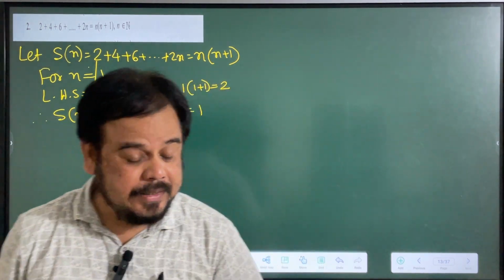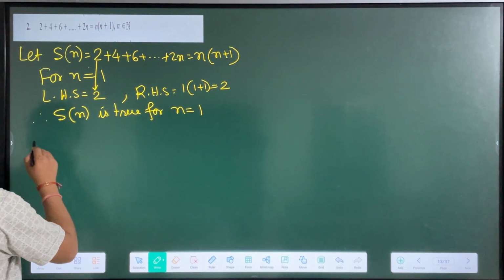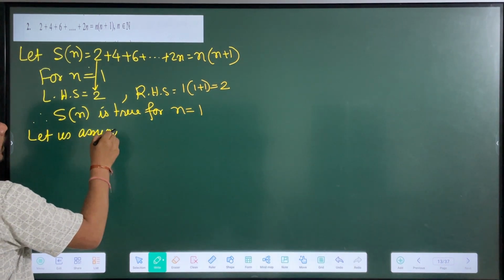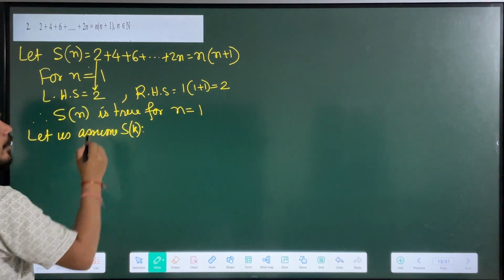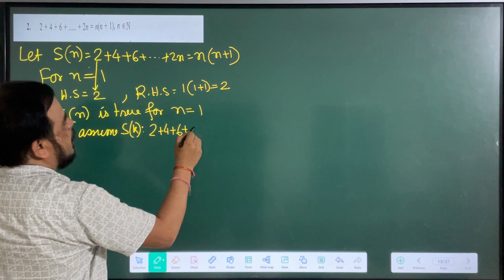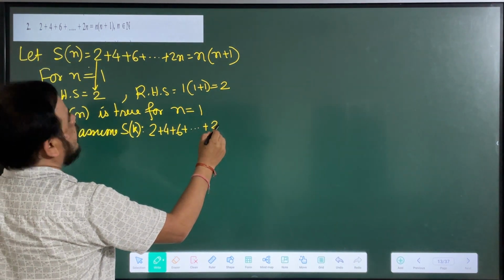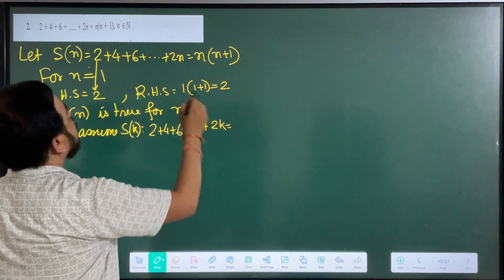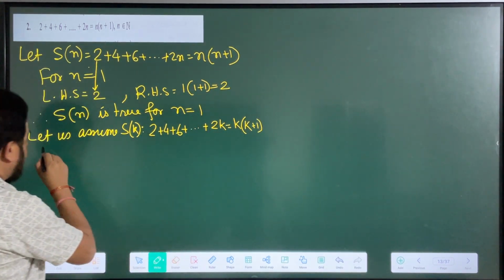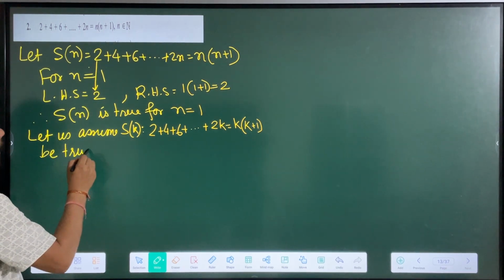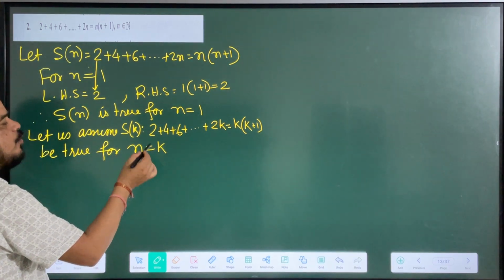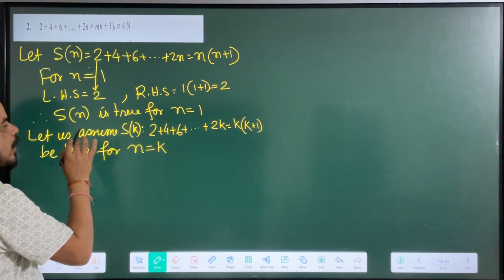Now second part. Second part is k. Let us assume Sk. What is Sk? 2 + 4 + 6 + ... + 2k = k(k + 1) be true for n = k. In place of n, if we put k, that will be true. That is what we assume.